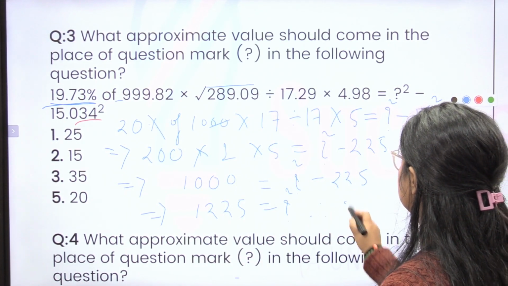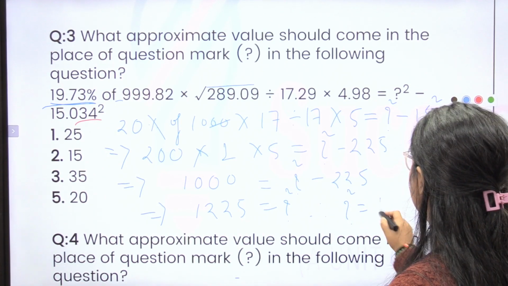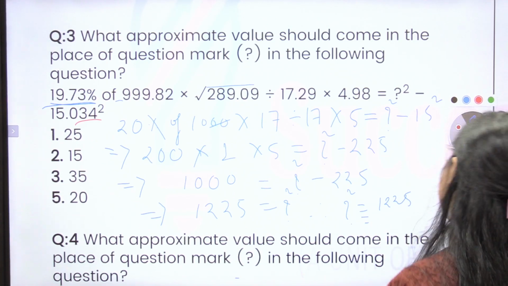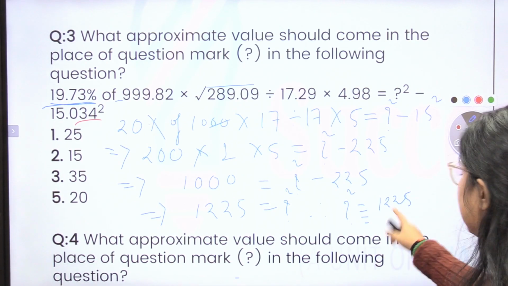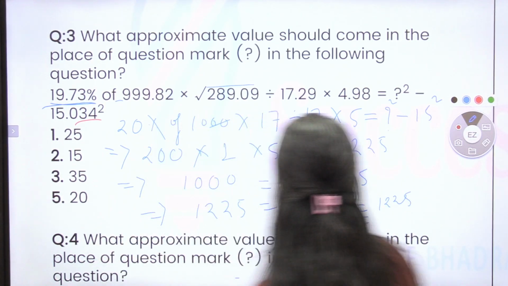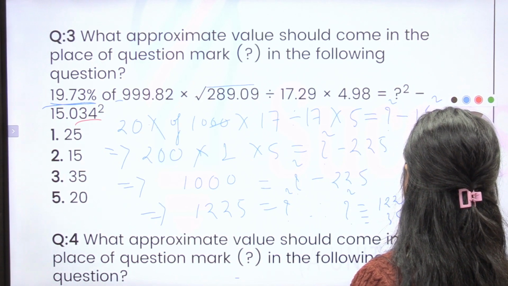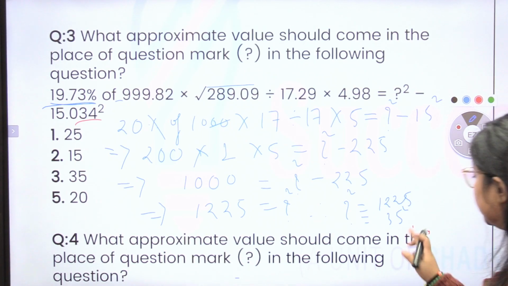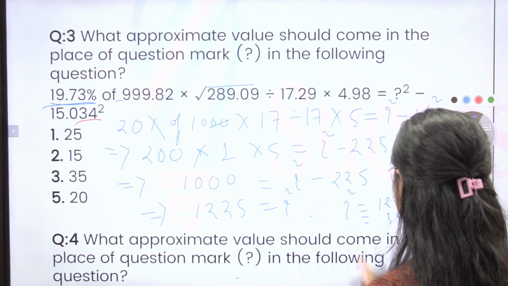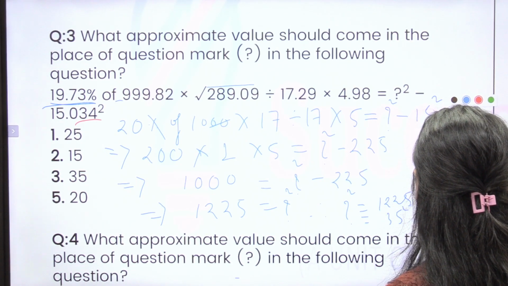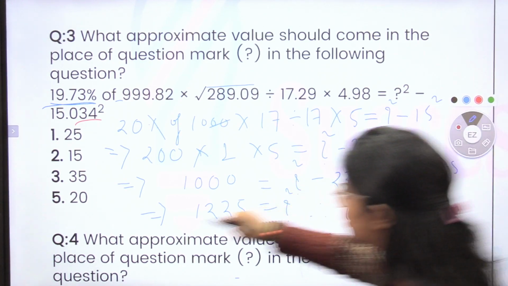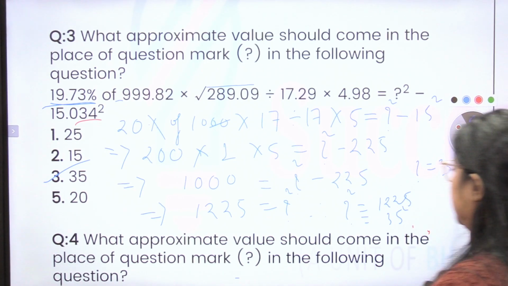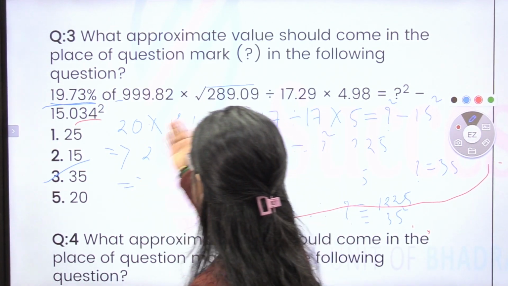So question mark square is 1225. Then what will be the value? 35. It should be 35 square. 35 square will give you 1225, isn't it? That means question mark is equal to 35. So your option is 35. Got this? Okay, let's do the next question.